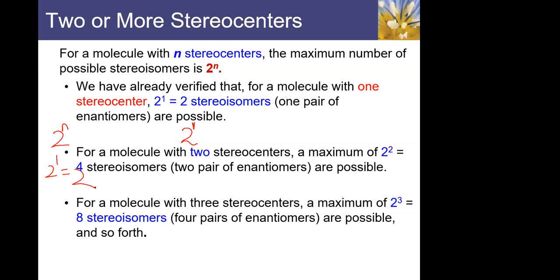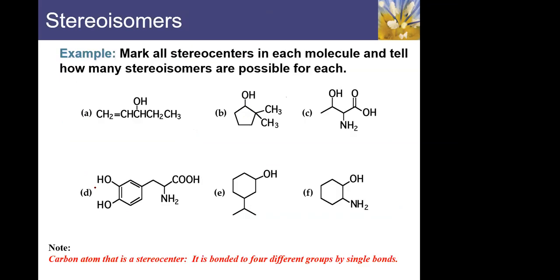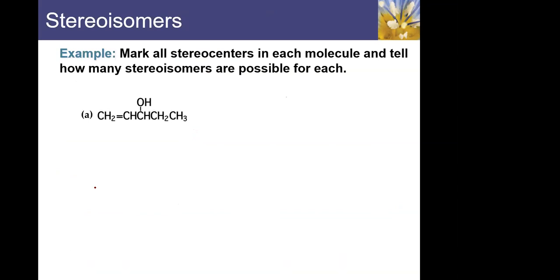Similarly, if you have two chiral carbons or two stereo centers, then 2 raised to the power 2. How many stereoisomers? 4. So your number of stereo centers will tell you how many stereoisomers can exist in that particular molecule. Now you'll get questions like this where you have to identify the stereo centers, and I'll tell you how to solve that. Everyone, please pay attention.